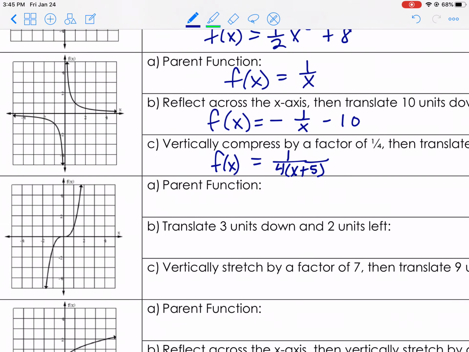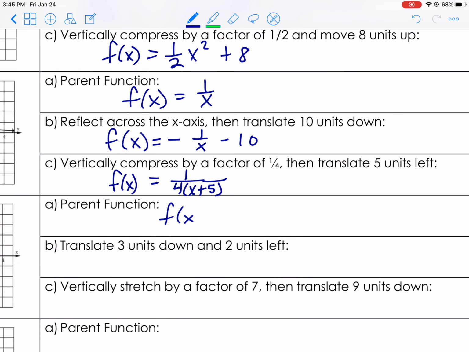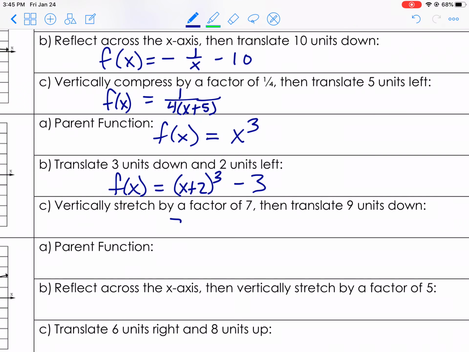And our parent function on this next one is the cubic. Equals x to the third. Okay, 3 units down, that's going to be a -3. And 2 units left inside the function, we'll add 2. Stretch by a factor of 7, then translate 9 units down.